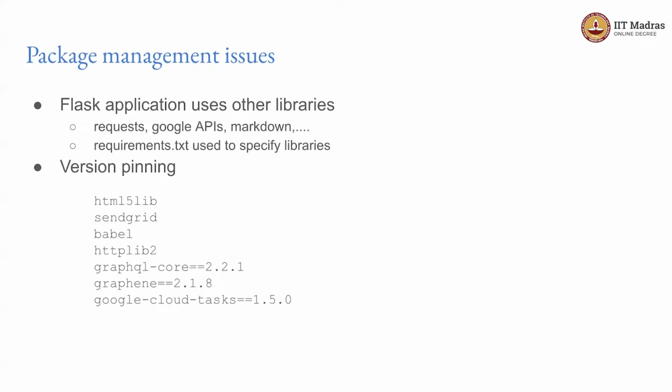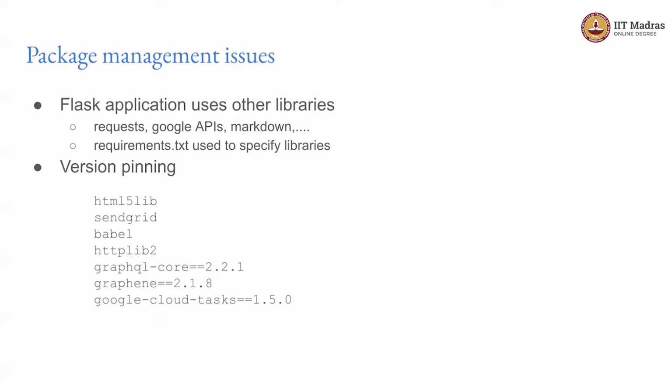And as is generally considered good practice, what you should do is create a virtual environment for your application and use pip install or some related command in order to install all the libraries that are required for your application. Now, while doing so, one thing that you need to keep in mind, and this snippet that I've shown over here is actually from a real Flask application that I've come across, is that you will notice that some of the libraries are just mentioned by name. So html5lib, SendGrid, Babel, httplib2, etc. just have a name associated with them.